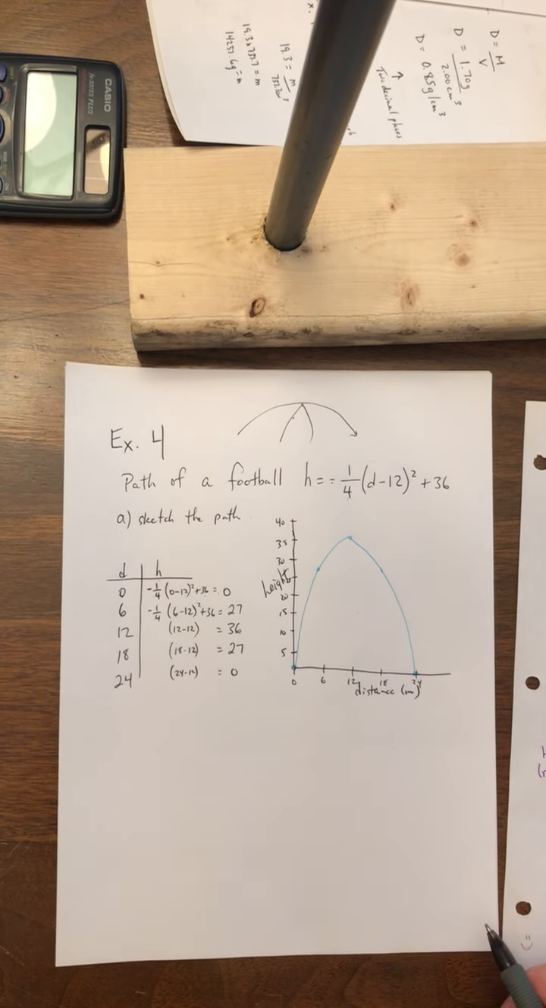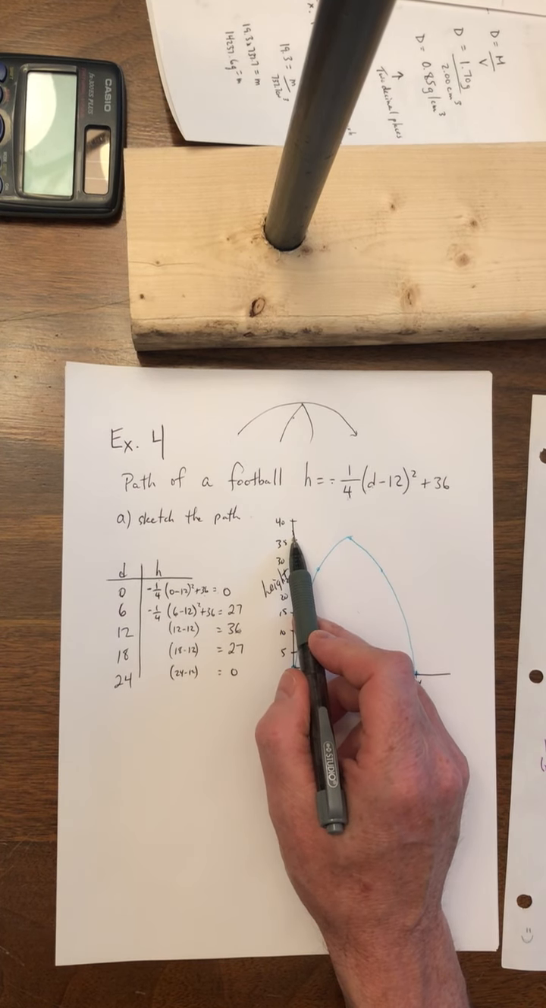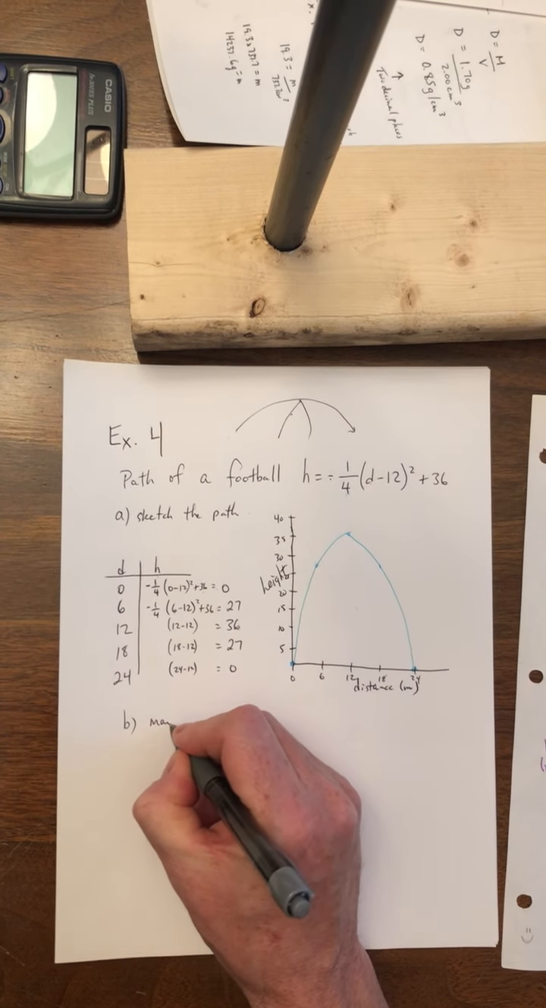So we have a parabola that looks like that. What was the maximum height of the football? It looks like, graphing, it's at 36, but let's not go by the graph. So the maximum height.